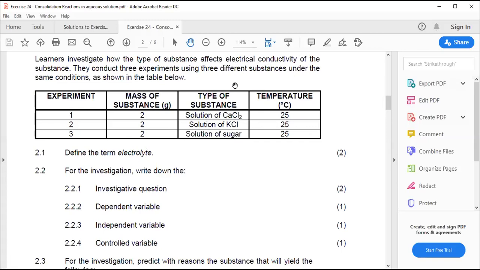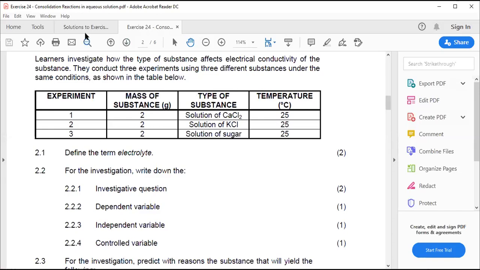Are we together? So what is our independent variable? What are we changing? We are changing the type of substance. What are we measuring? We are measuring the electrical conductivity. So your question must relate to those two. Is that clear? Right, so your question, what are you going to say? You can say, how does the type of substance affect electrical conductivity?